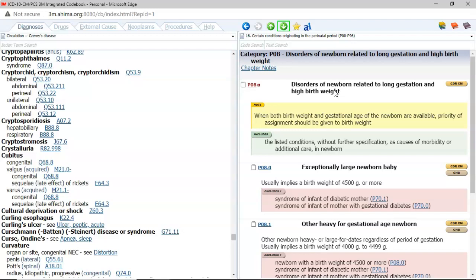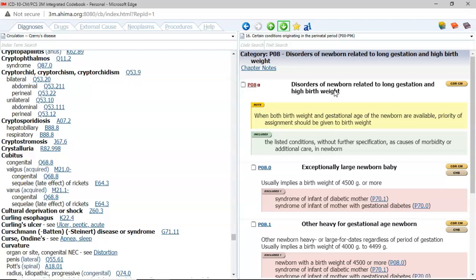So let's look at this second example on page 572. A premature infant was born in the hospital via vaginal delivery. The baby weighed 4 pounds and was 33 weeks gestation. So this baby, regardless of whether or not the baby was premature or of a low birth weight, we're using Z38.00 as the principal diagnosis code.